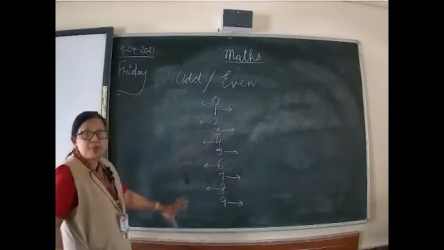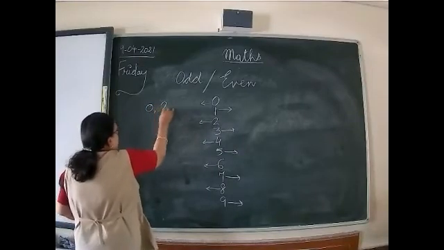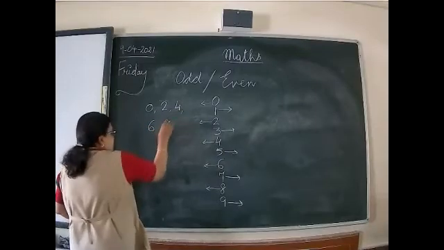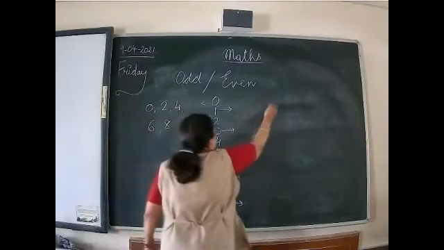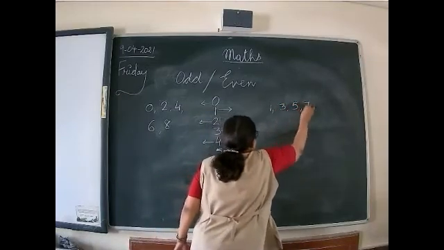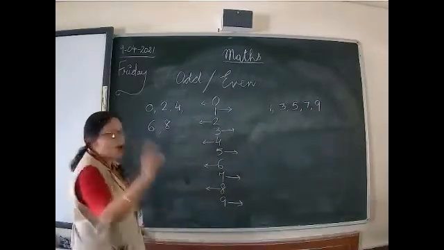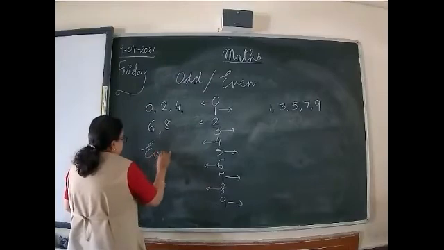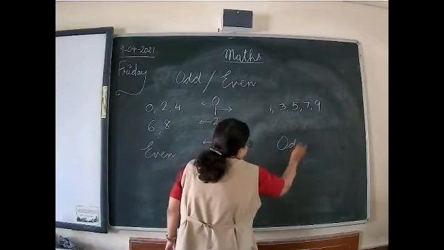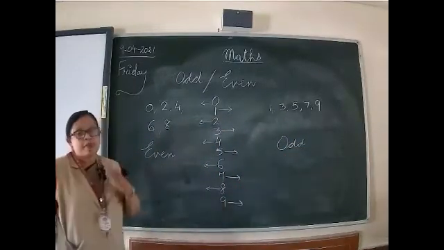Okay, so which numbers are on this side? They are 0, 2, 4, 6 and 8. And on this side, 1, 3, 5, 7 and 9. So this group is of even numbers. And this team's name is odd. Is it clear, children? Yes. Now you have to remember that.